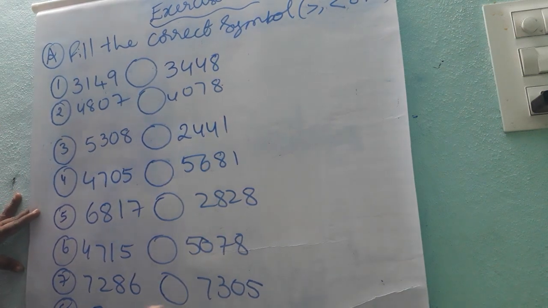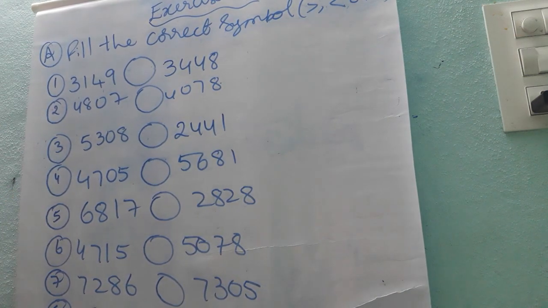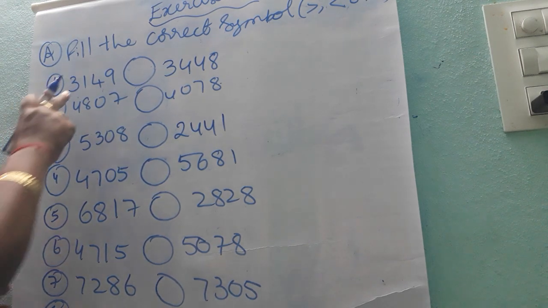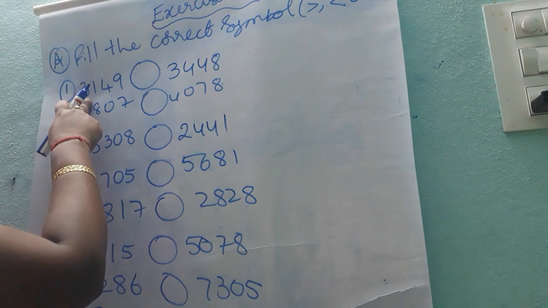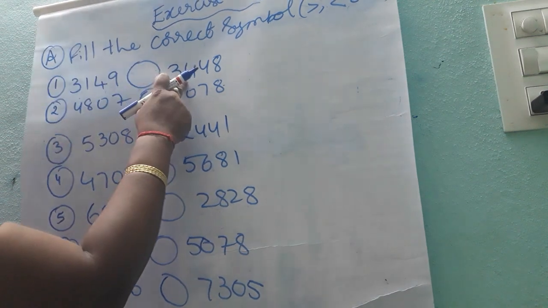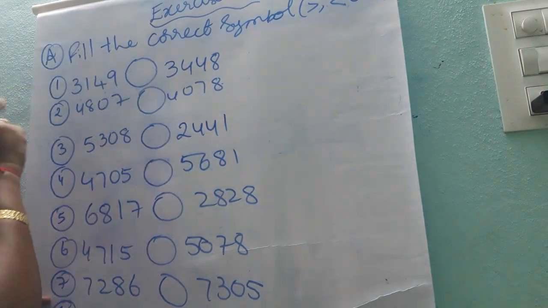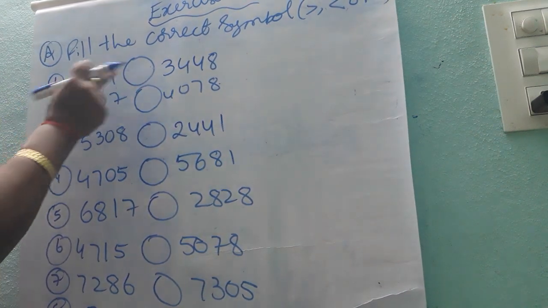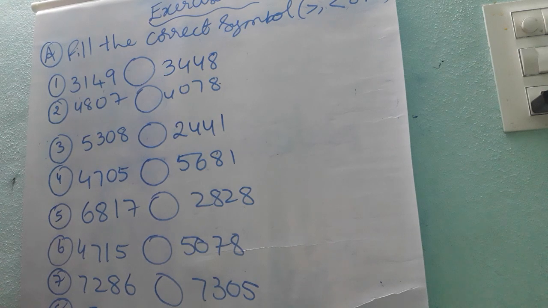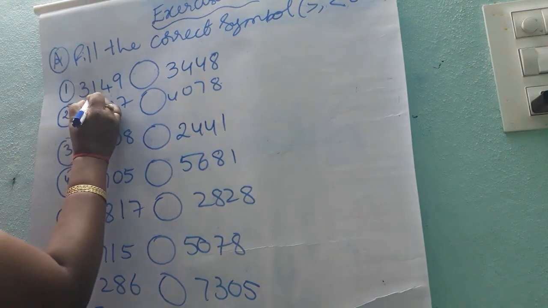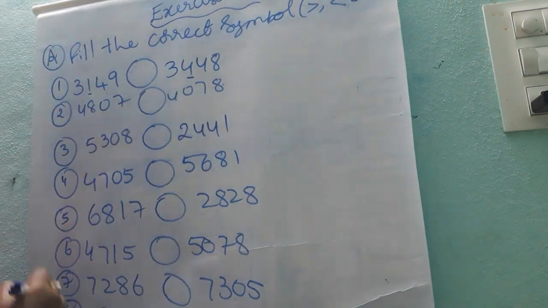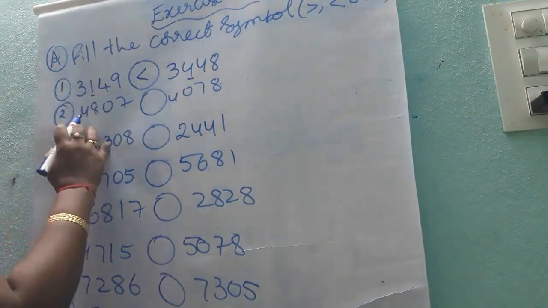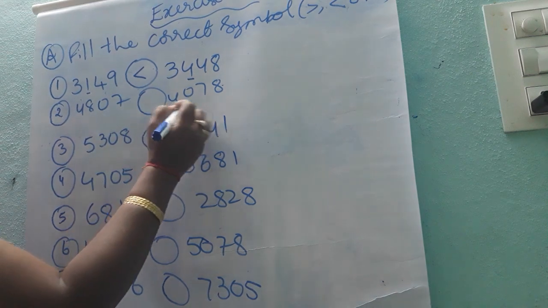Okay children, say this. How will we compare, and how will we write greater than, less than and equal to? See here, this number: 3149, 3448. Both are 4-digit numbers and both started with 3000 only. So go to the next digit at hundreds place. This is 1 and this is 4. Which is the bigger number? 4 is the bigger number. So give 4.